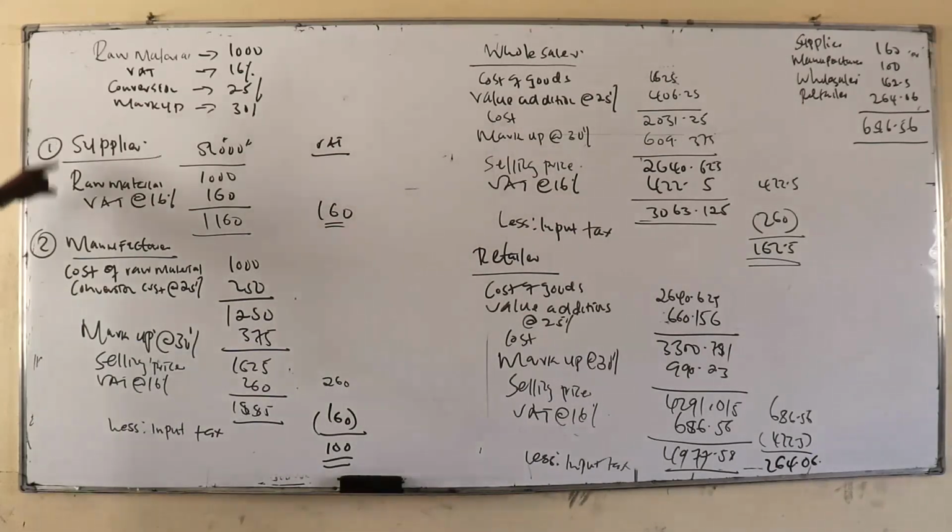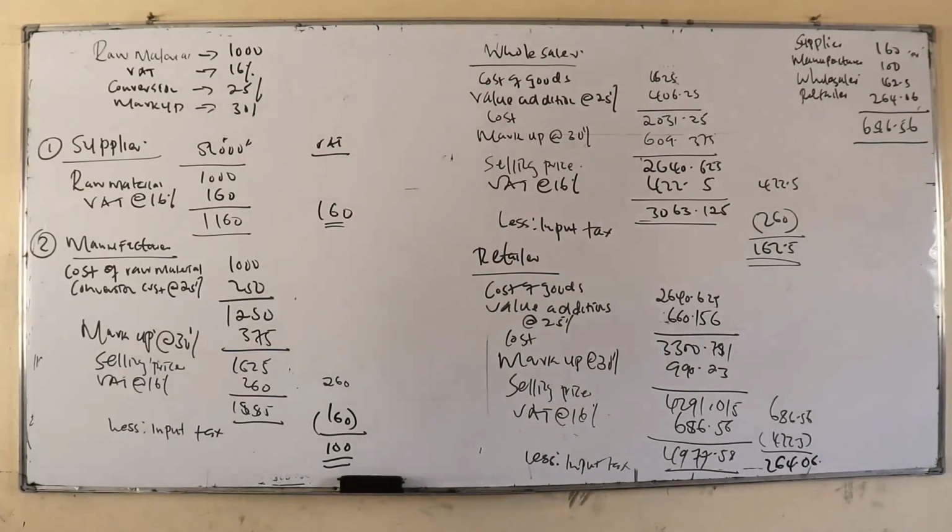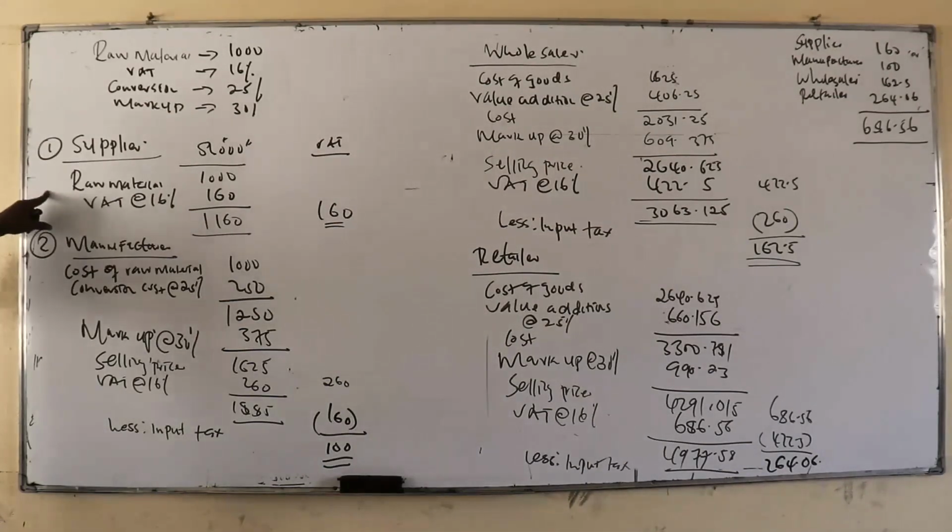So whoever now consumes the product finally is the one that pays VAT, isn't it? So these traders along the distribution chain, we call them agents of the government. Suppliers can be agents, manufacturers can be agents, wholesalers can be agents, retailers can be agents, but not the consumer. If you consume, you pay. So this is how VAT works in regard to one item.